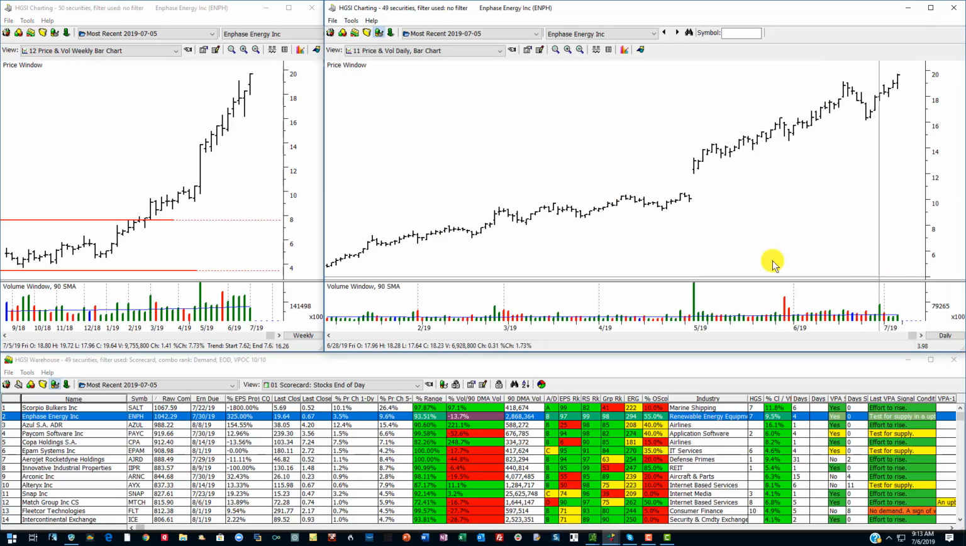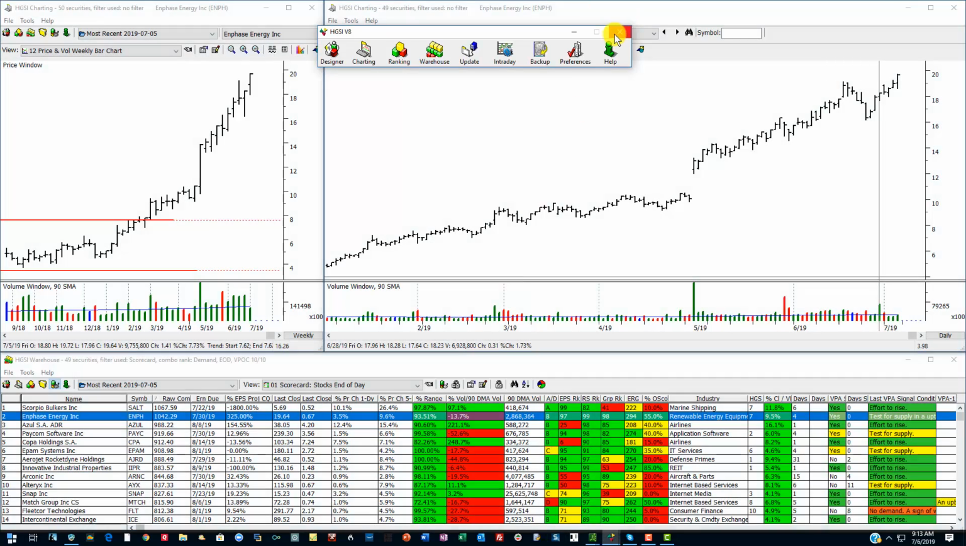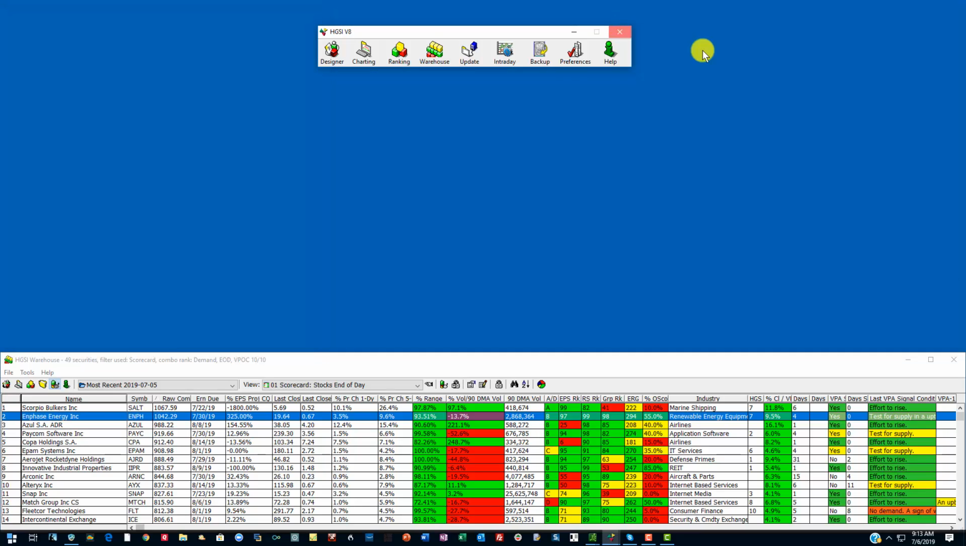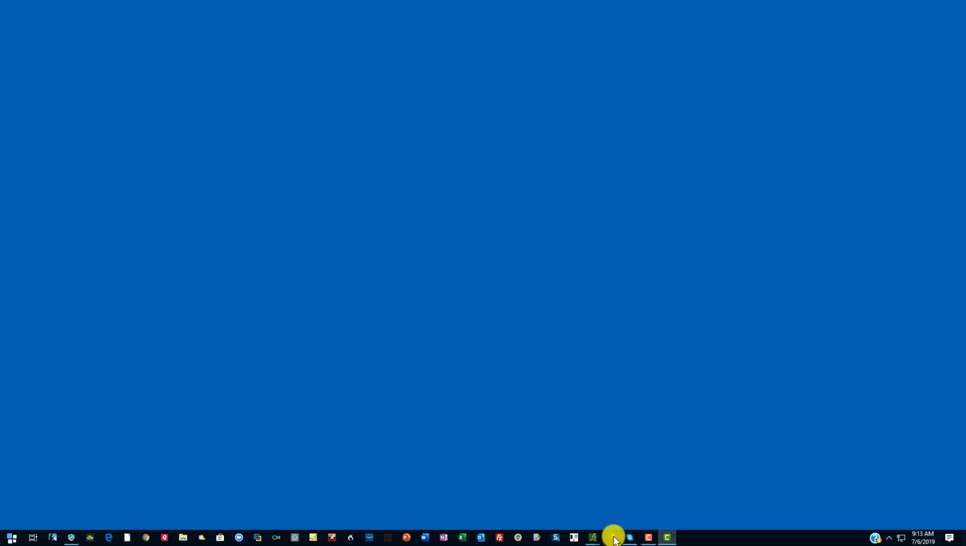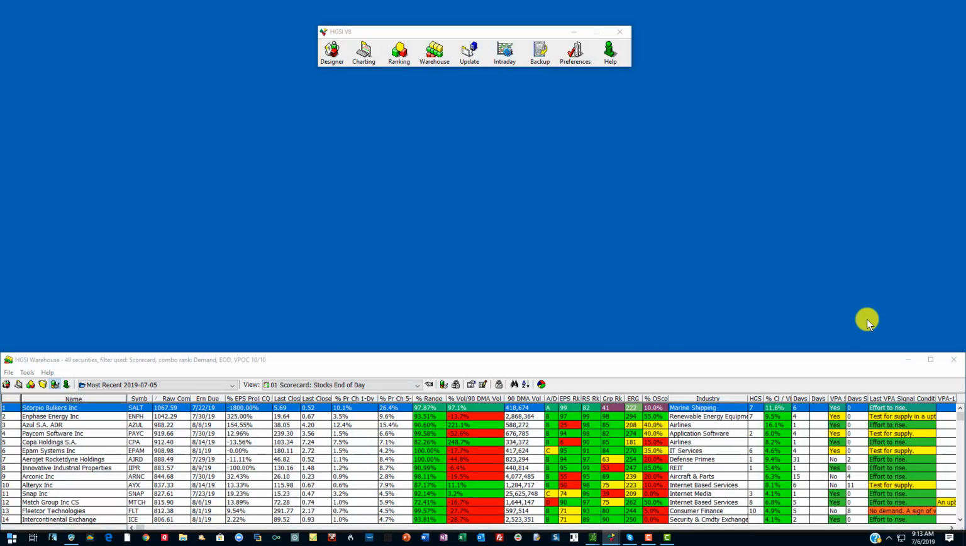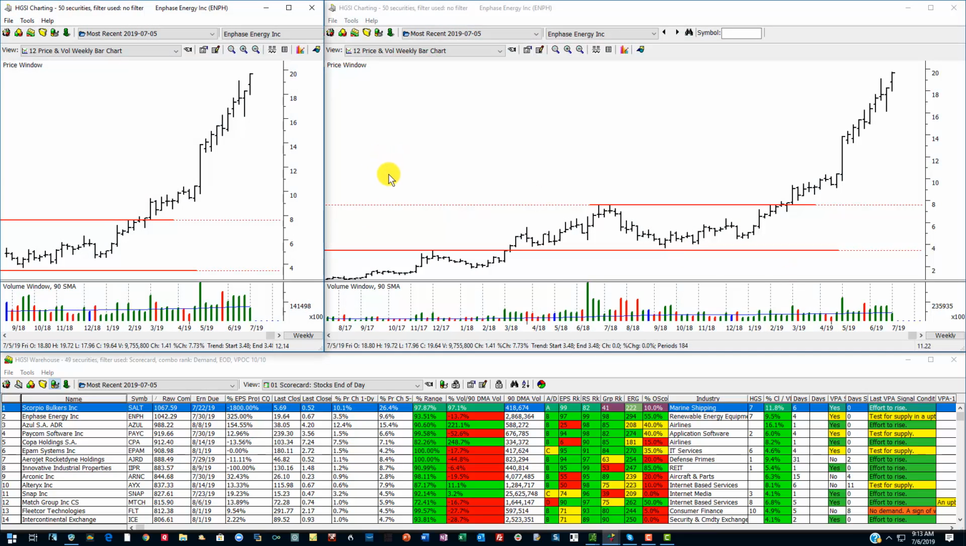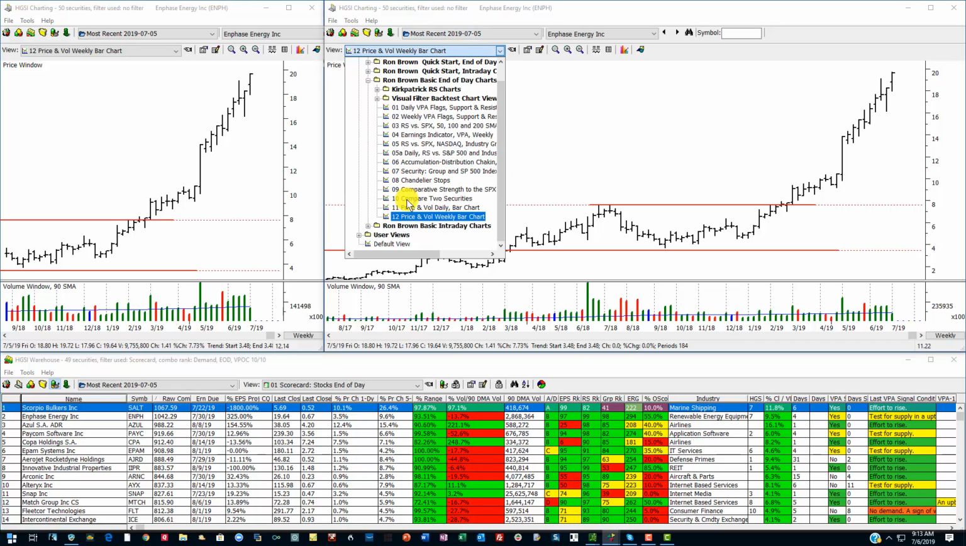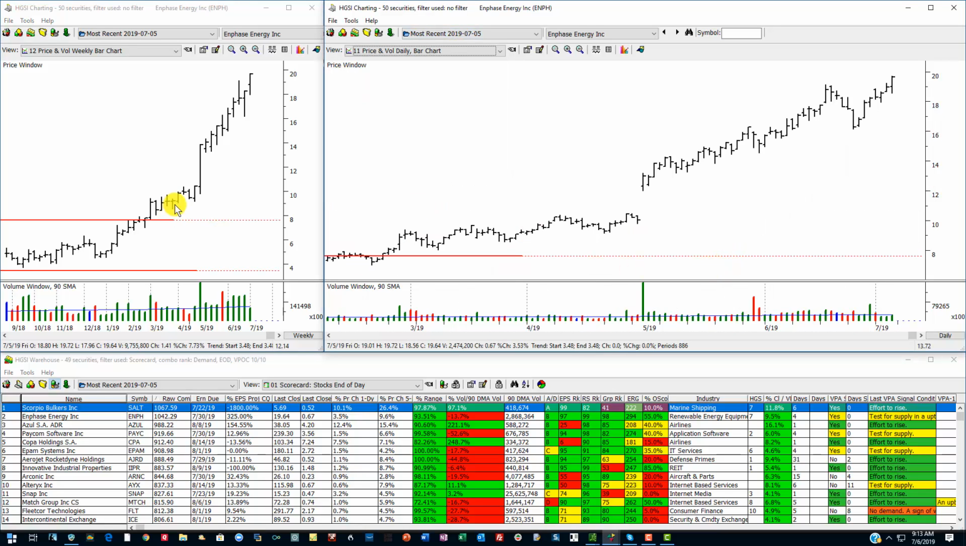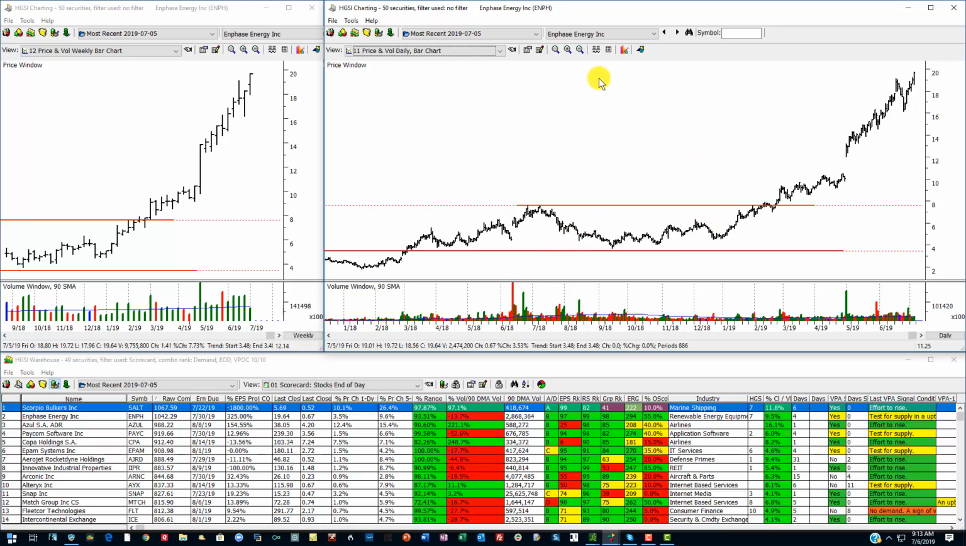Now, notice that there's nothing on the daily chart, and I don't know if there's another way to do this or not, but I'm going to close HGSI, and then I'm going to reopen it. And the charts come back up. But notice this is a weekly chart. They're both weekly charts. I'm going to make this one the daily chart. And after I close it and reopen it, notice that the horizontal trend lines are also on the daily chart.